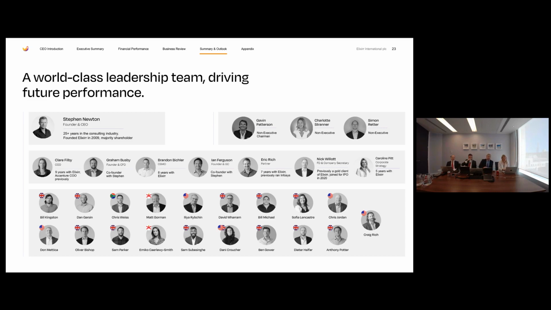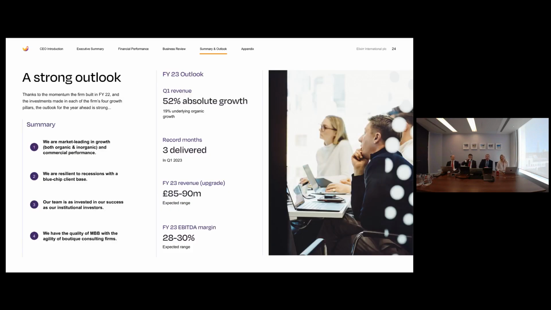Let's look at the outlook. We are very bullish about our business. As Graham mentioned, I think I might have touched on it too, we had our team together last week, and we did a bottom-up revenue build, and hence we did the revenue upgrade that we've forecast today, 85 to 90 million. We still believe we're going to be in our EBITDA range.